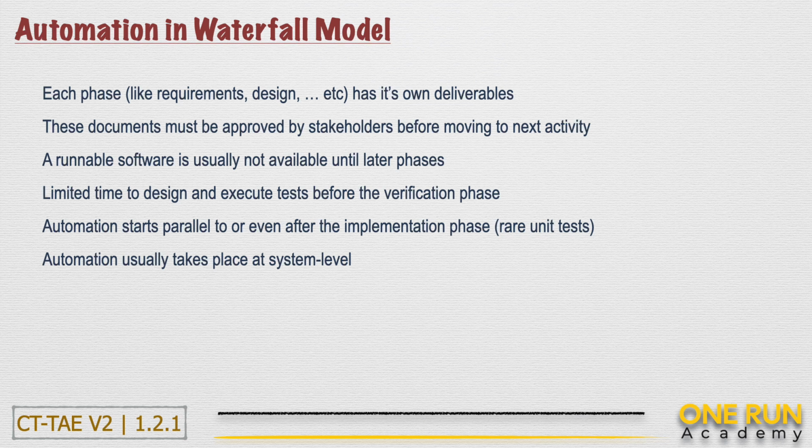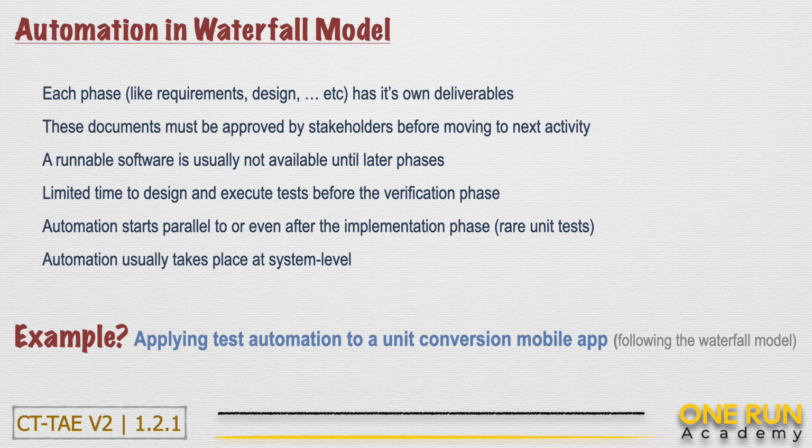But before moving to the next model, let's put all of this into perspective with a quick example. So imagine we are building a mobile app that converts units, say kilograms to pounds or centimeters to inches. Here's how test automation would look in the waterfall model. So during the requirement phase, we document that the app should convert units with high precision. In the design phase, we create blueprints for the conversion logic, like the formulas that the app will be using. Now, when the implementation phase is complete, we finally get a working app.